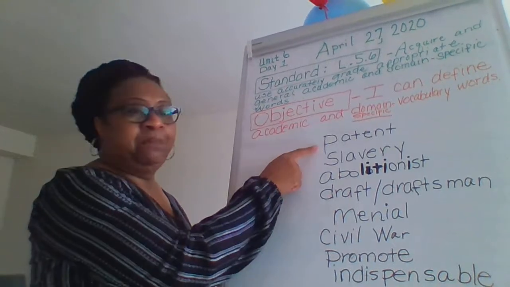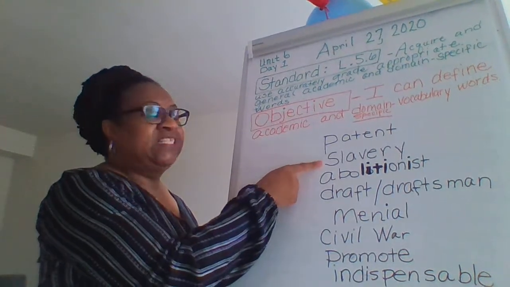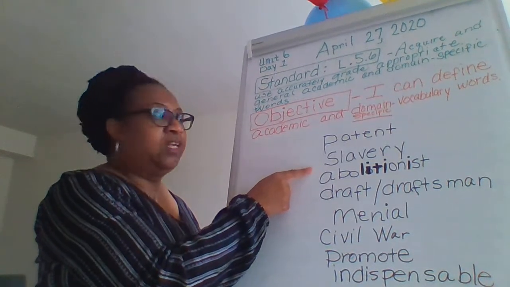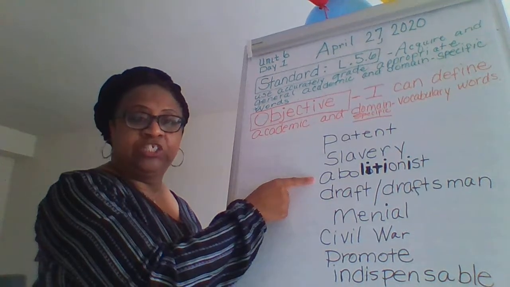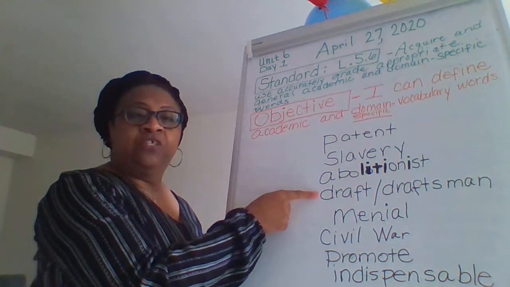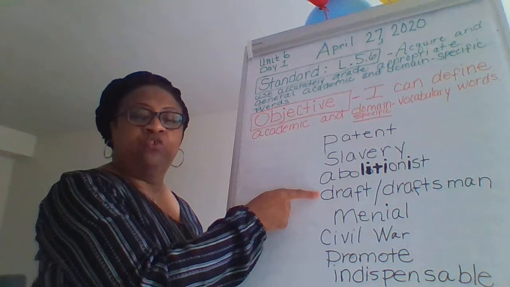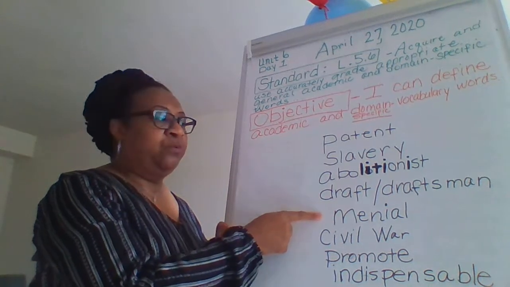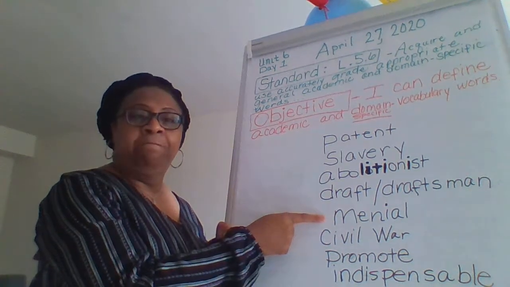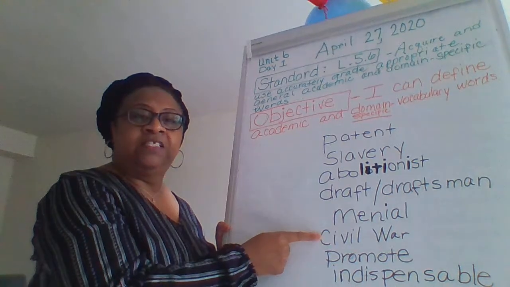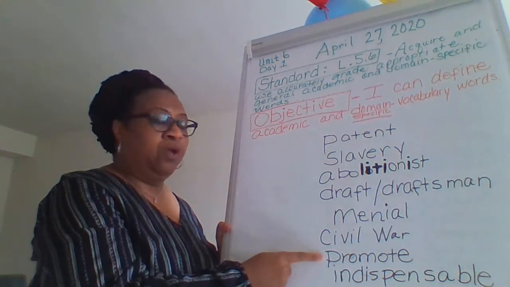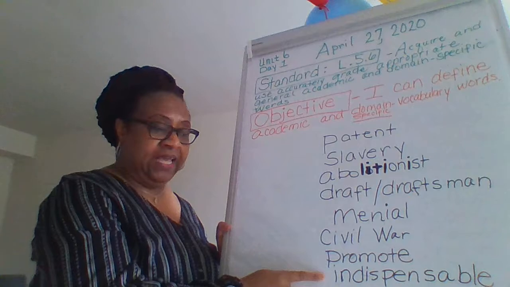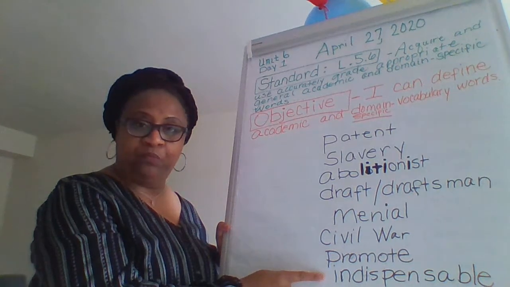The first word is patent. The second word is slavery. The third word is abolitionist. The next word is draft or draftsman. The next word is menial, Civil War, promote, and indispensable.